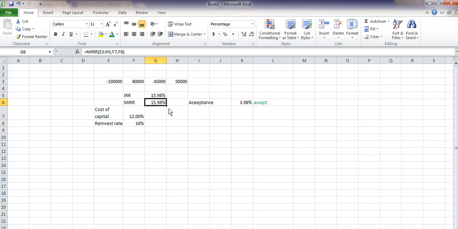MIRR equals IRR. Now suppose the project cost of capital, the weighted average cost of capital, increases and becomes 18%. Here you see the project is rejected. And again, if the reinvestment opportunity is merely 10%, then MIRR is merely 13.93%.